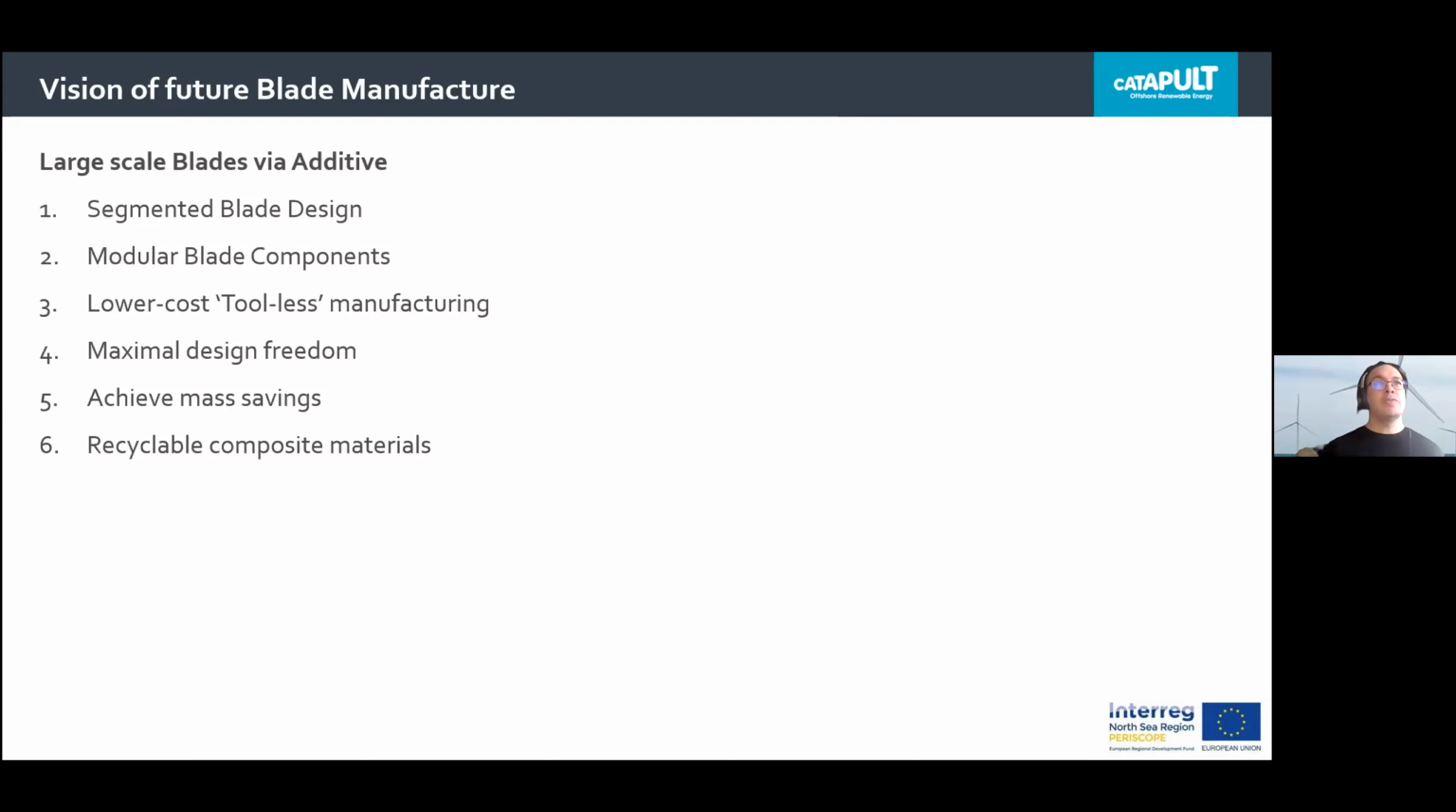Clearly, there are advantages in the market for OEMs that use a segmented blade from a manufacturing point of view, because it means, for instance, they could keep a root section of their blade, and then their product range would be adapted by changing simply a tip section, for instance, for the aerodynamically more significant part of the blade.